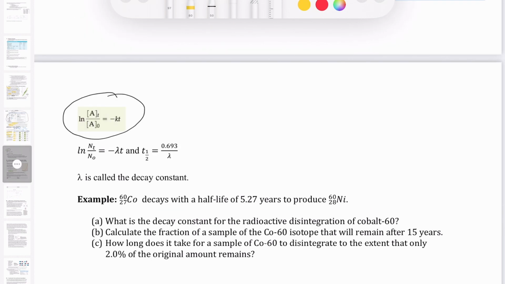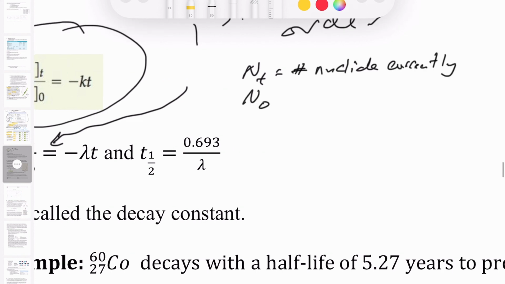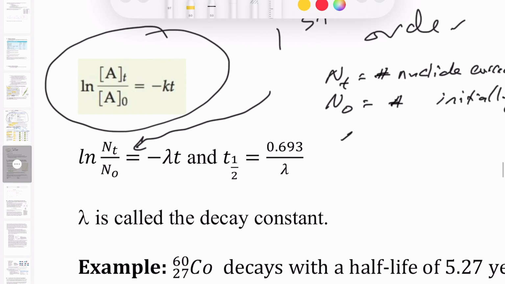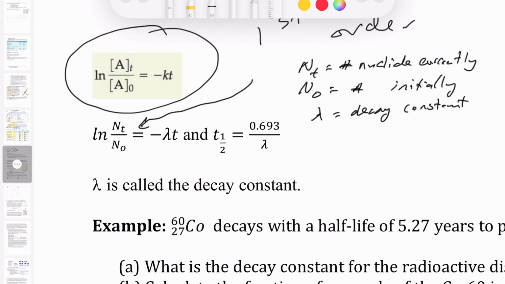So if you remember that, that's the equation for the first order integrated rate law. And we just repurpose that equation where now N sub t represents the quantity of nuclide currently, and then N sub 0 would be your nuclide initially. And then we also have this symbol lambda, which is our decay constant, but it's really the same idea as the rate constant that we're talking about. And so you can see that the half-life equation is the same, which is just 0.693 divided by the constant. In this case, we use lambda to represent the constant.